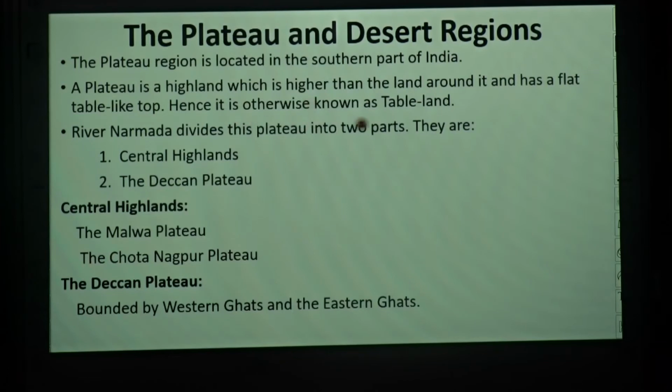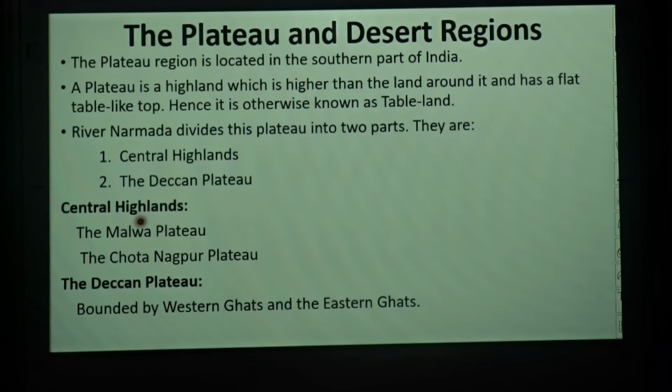And it is otherwise known as tableland. The river Narmada divides this plateau into two parts: the Central Highlands and the Deccan Plateau. These are the two divisions in the plateau region. The first one is the Central Highlands.